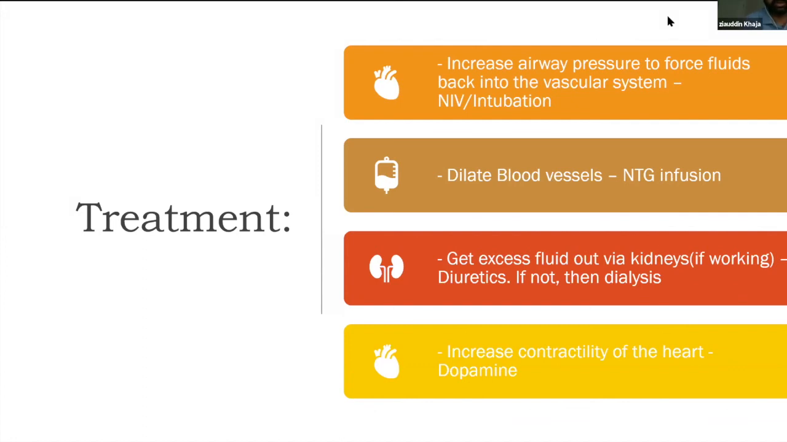And then the third approach would be getting excess fluid out, again by diuretics, furosemide, if the kidneys are working. But sometimes you have heart failure patients along with kidney failure as well. Then you're thinking about dialysis. And then increase the contractility of the heart. Sorry, it's my bad, it's not dopamine, it's dobutamine. We give incremental doses of dobutamine infusion, again, to help increase the contractility of the heart.